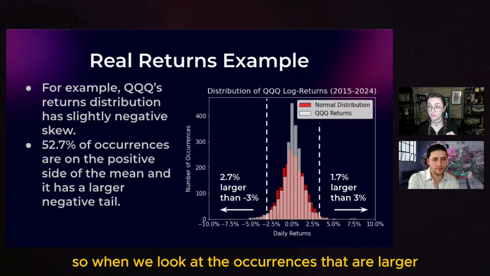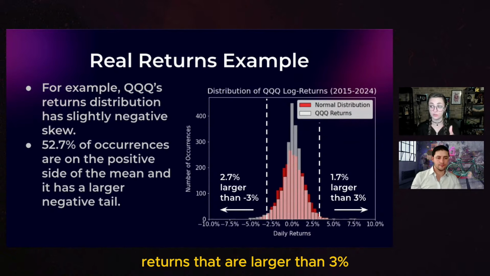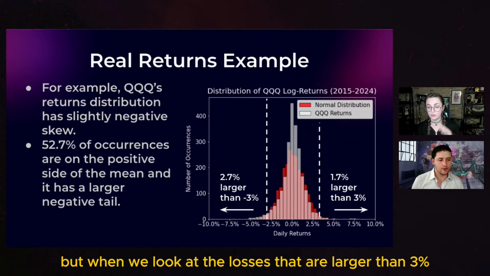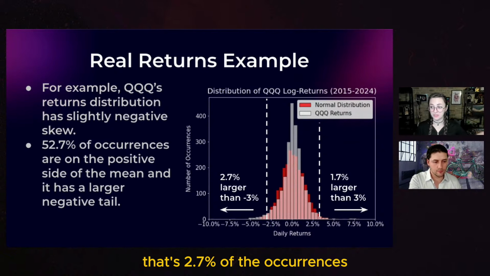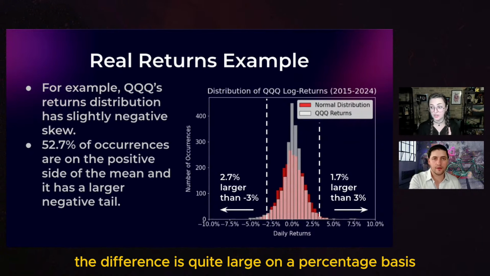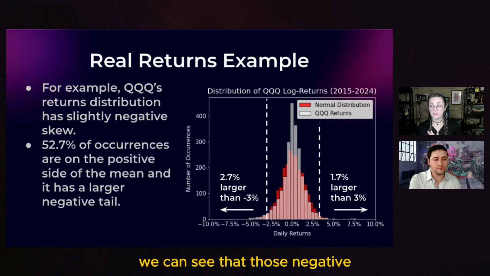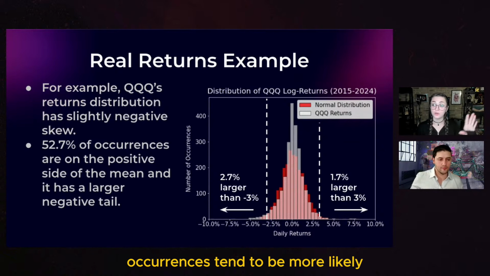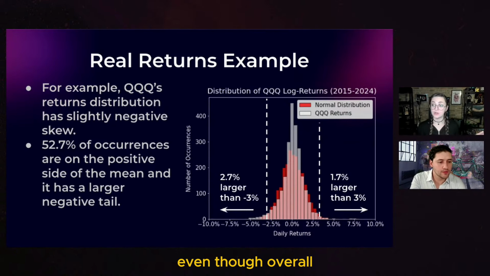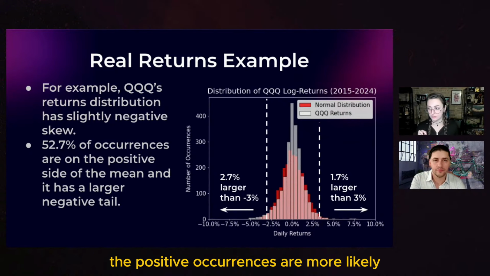So when we look at the returns that are larger than 3%, that's 1.7% of the measurements. But when we look at the losses that are larger than 3%, that's 2.7% of the occurrences. So those are both small numbers, but the difference is quite large on a percentage basis, right? So you can see that the extreme negative occurrences tend to be more likely, even though overall the positive occurrences are more likely.